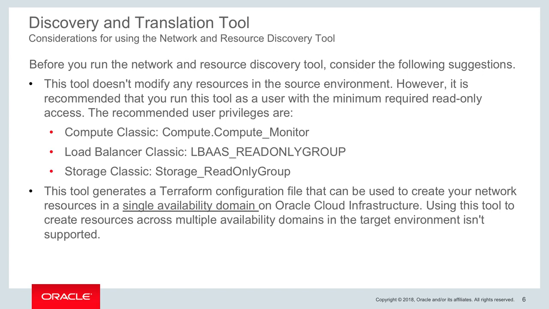This tool generates a Terraform configuration file that can be used to create your network resources in a single availability domain on Oracle Cloud Infrastructure. Using this tool to create resources across multiple availability domains in the target environment isn't supported.